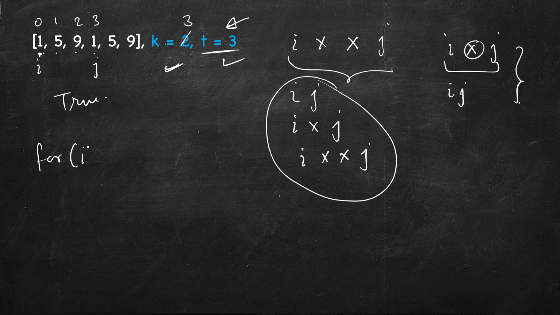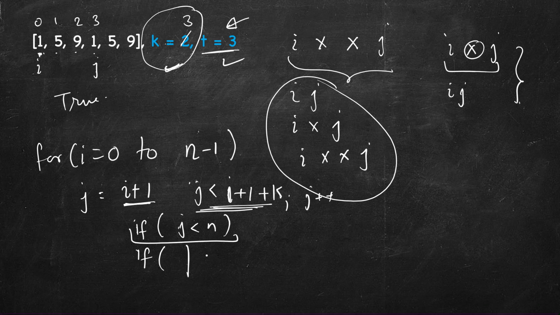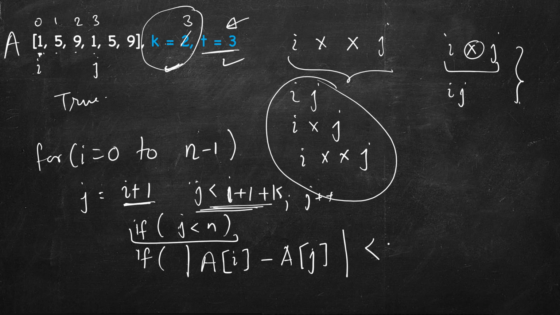Here we are not adding any check for n, so you can add an additional check: j should be less than n. If it's more than or equal to n, then break and look for the next value of i. So here we will check the difference, ai minus aj. If this is less than or equal to t, then return true. And if none of these cases returns true, then finally we return false.